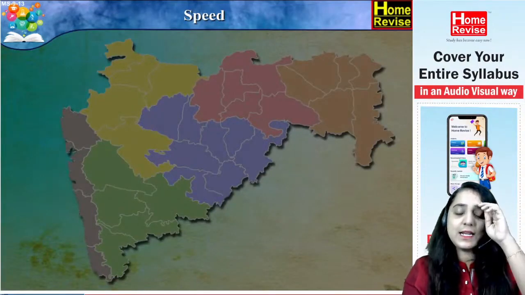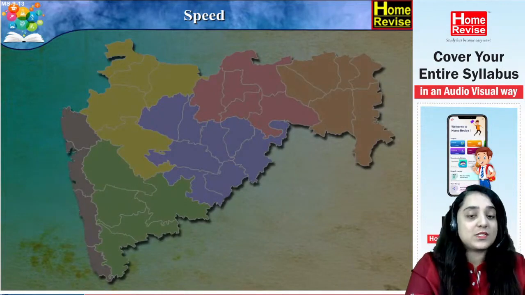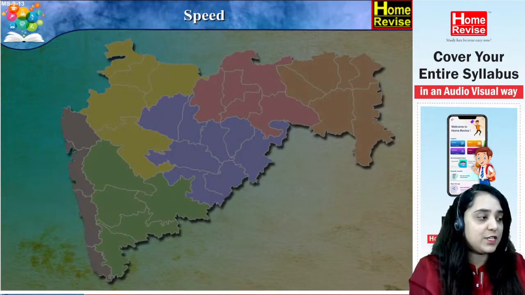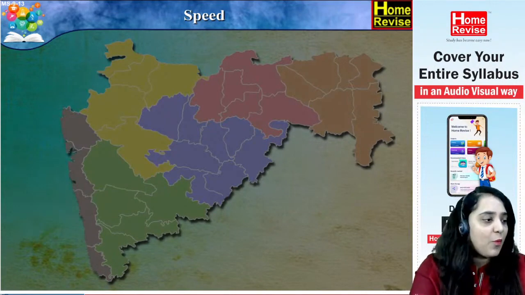Speed. Now let's understand what is speed. This is also one of the important topics to start with, so please pay kind attention. What is speed? Can anybody tell me what is speed?